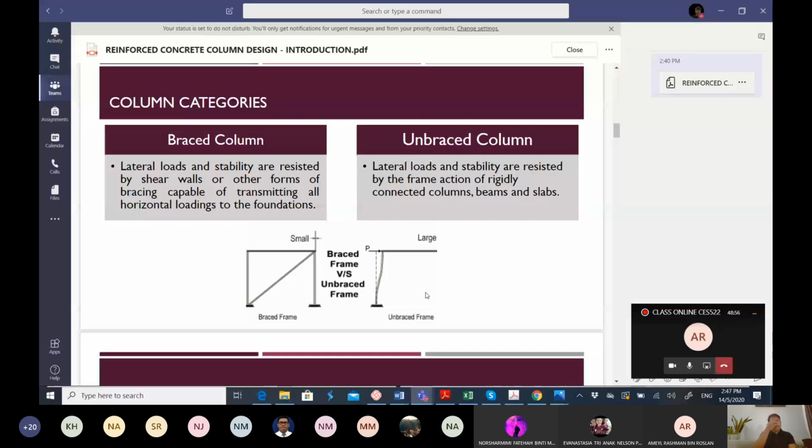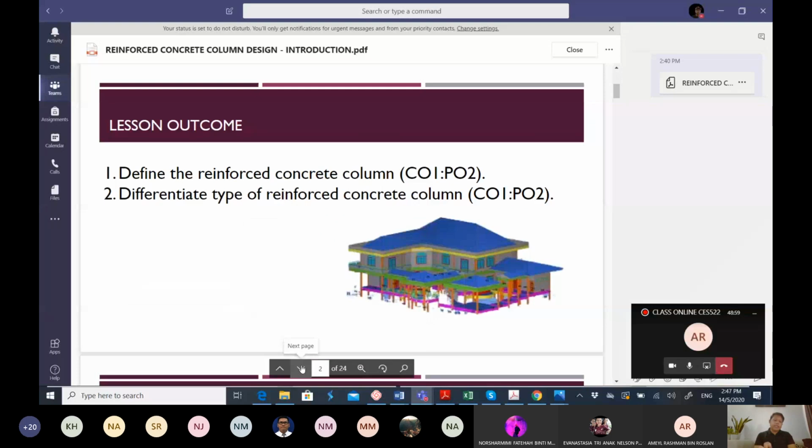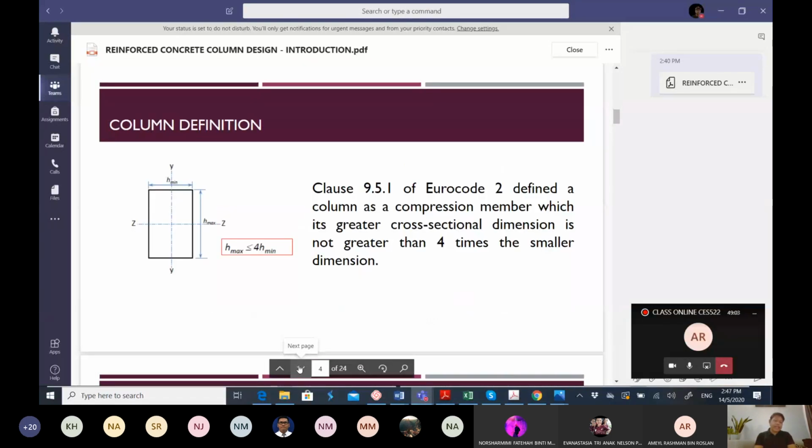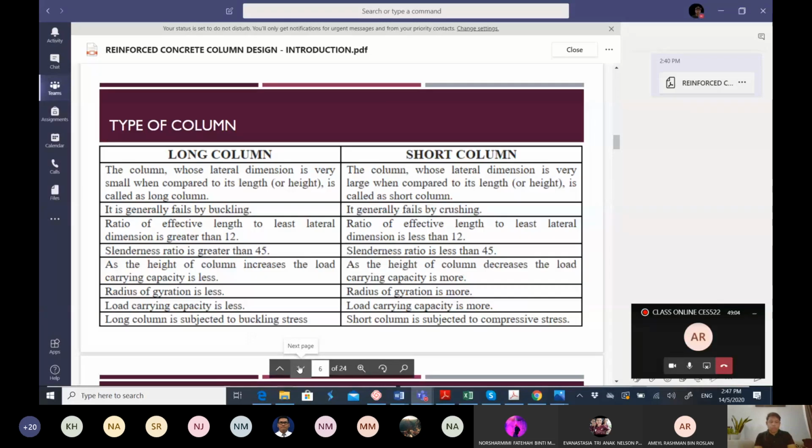Okay, the difference between the types of column, another thing is the long column and the short column. A long column we call a slender column, and then the short column. On the long column, the column whose lateral dimension is very small compared to its length or height is called a long column. So we will check the column classification. Based on this classification, we will know whether the column is a short column or a slender column. It generally fails by buckling.